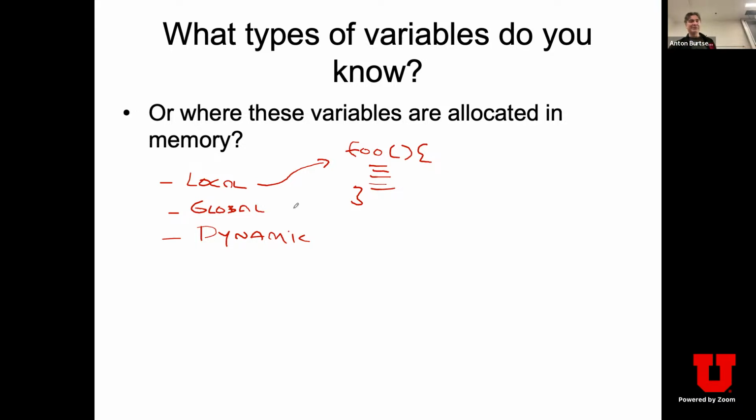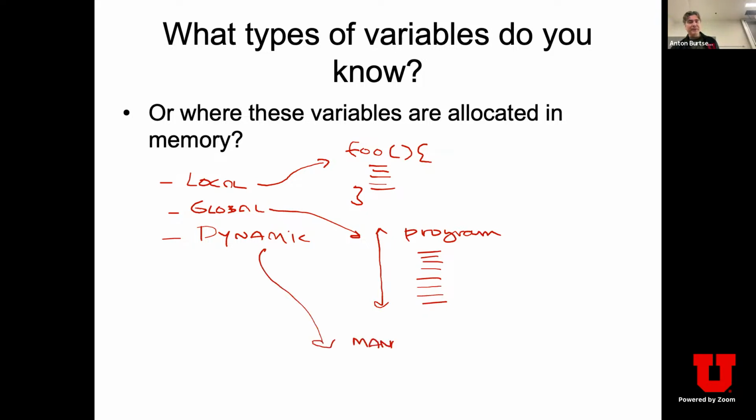What about global? Yeah, the lifetime is the entire process, from the beginning to the end. Right, so it's the lifetime of the entire program. And the last one, dynamic, what are those? Yeah, just managed by the program. So essentially managed by the program. Dynamic, or heap.